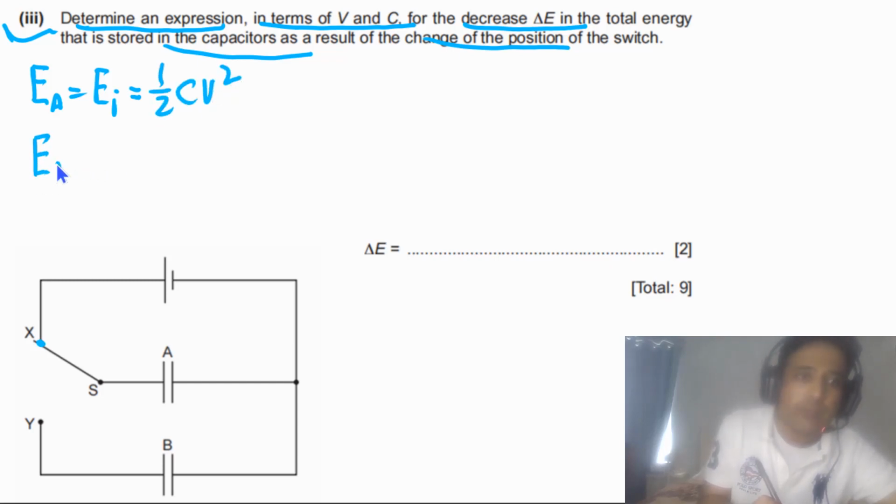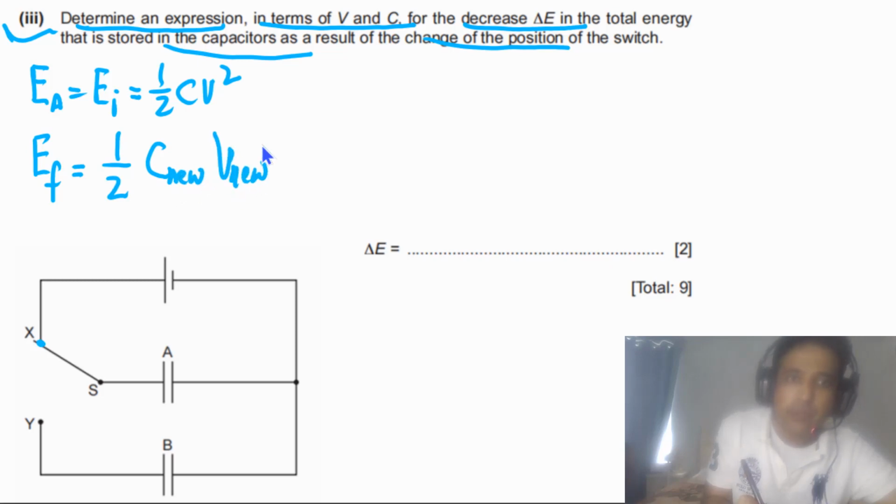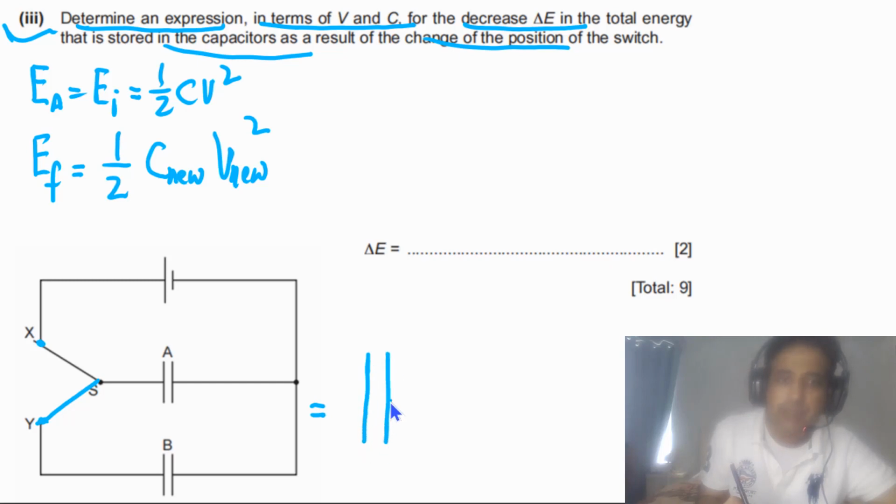We can also calculate the final energy. Final energy will be equal to 1/2 C new value of C times V new square, means when we move this switch to this position. We have two capacitors, we have discussed they are in parallel, so simply we can replace these two capacitors with one single capacitor. So we can redraw our big capacitor here. So it's just like connecting these two capacitors together. Area increase, so capacitance increase. So this has capacitance C, this has capacitance 3C. So the total capacitance is 4C, and we have discussed PD across this capacitor is equal to V by 4.